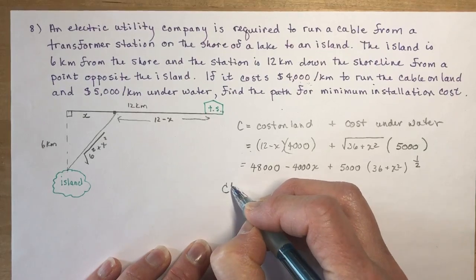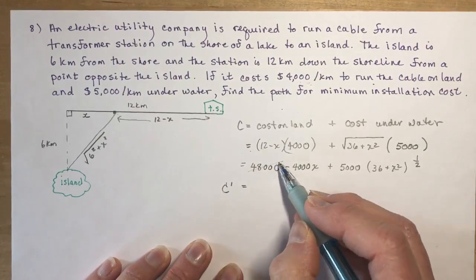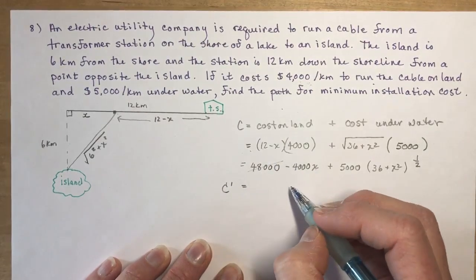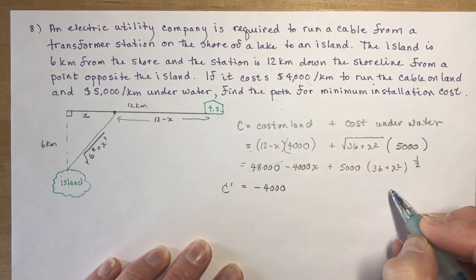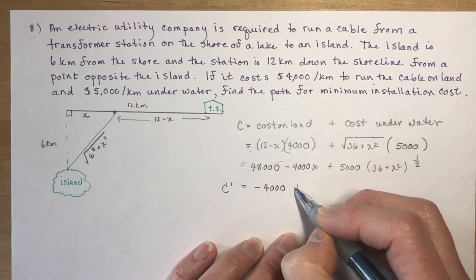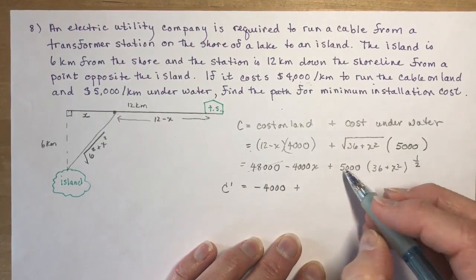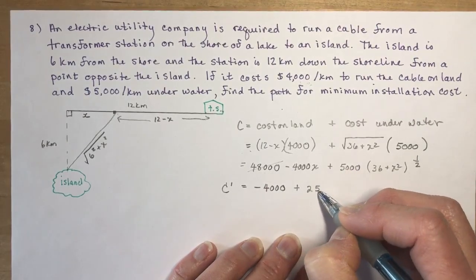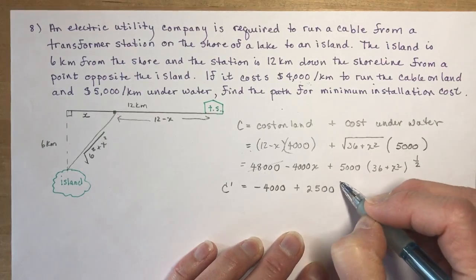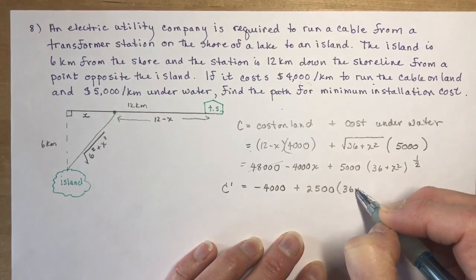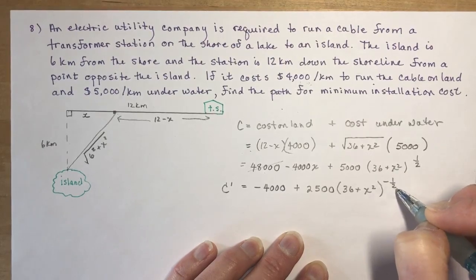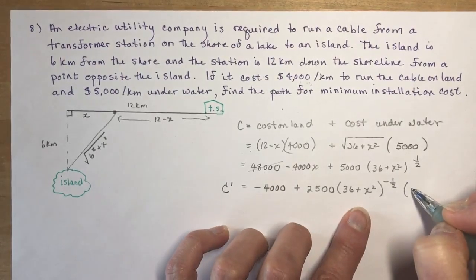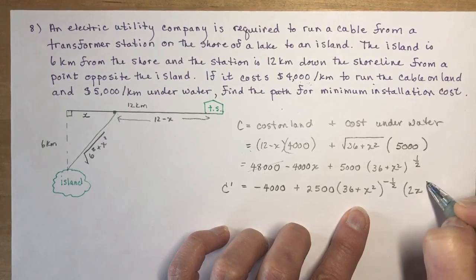I'm going to call that c prime. Derivative of a constant is 0. The derivative of minus 4,000x is minus 4,000. And the derivative of this one, have to be a little more careful. A half times 5,000. Half of 5,000 is 2,500. I leave what's in the bracket alone and reduce the power by 1. And then I multiply by the derivative of the inside, which again is 2x.